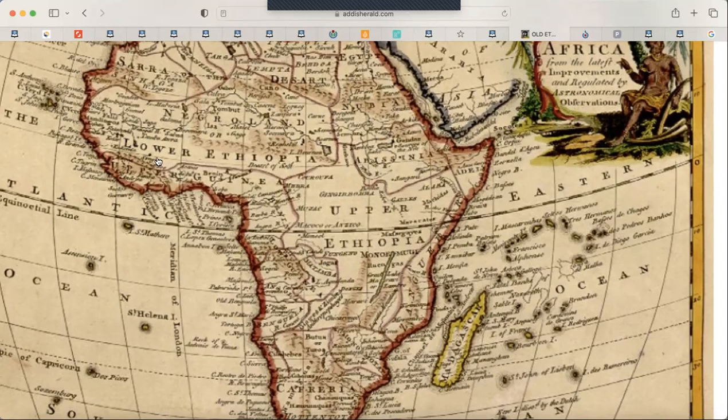We have lower Ethiopia on the northern portion of Africa to the west, and then we have upper Ethiopia more to the east. And then we have what they called in this time Abyssinia, which is the ancient name of Ethiopia. All of this area is connecting the river, what they call it today as the Nile River.